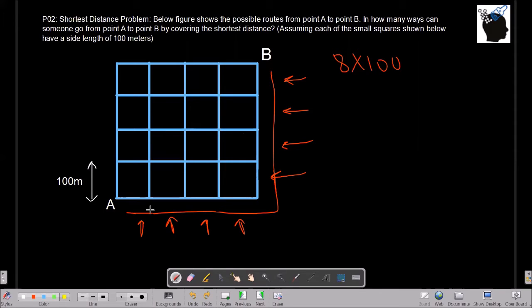Now wherever I can go right, at each and every intersection, we are going to write 1. Similarly, from A, wherever I can go up, at each and every intersection, we are going to write 1. Now at each and every intersection, we have to start adding the values. So I'll add 1 plus 1 to get 2. I'll add 2 plus 1 to get 3, 4, 5.